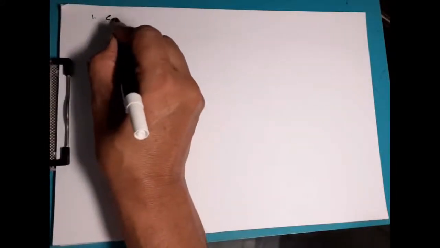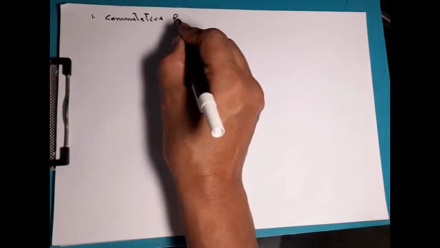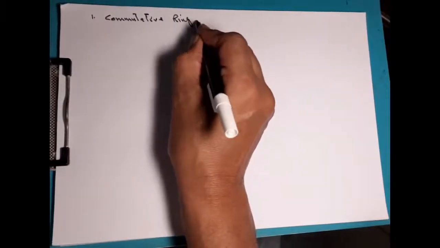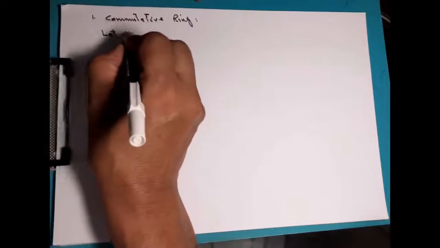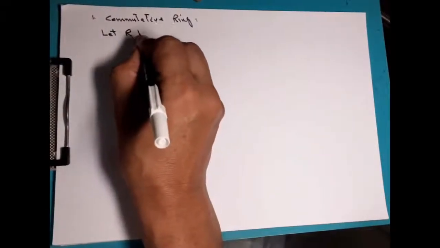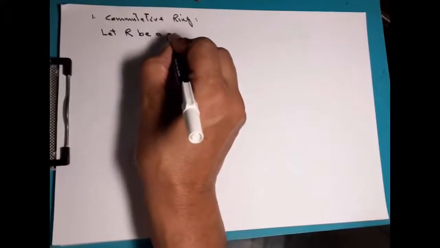Let's discuss rings which satisfy the commutative property for multiplication. So let's formally define this thing, commutative ring. So the definition goes as follows. Let R be a ring.